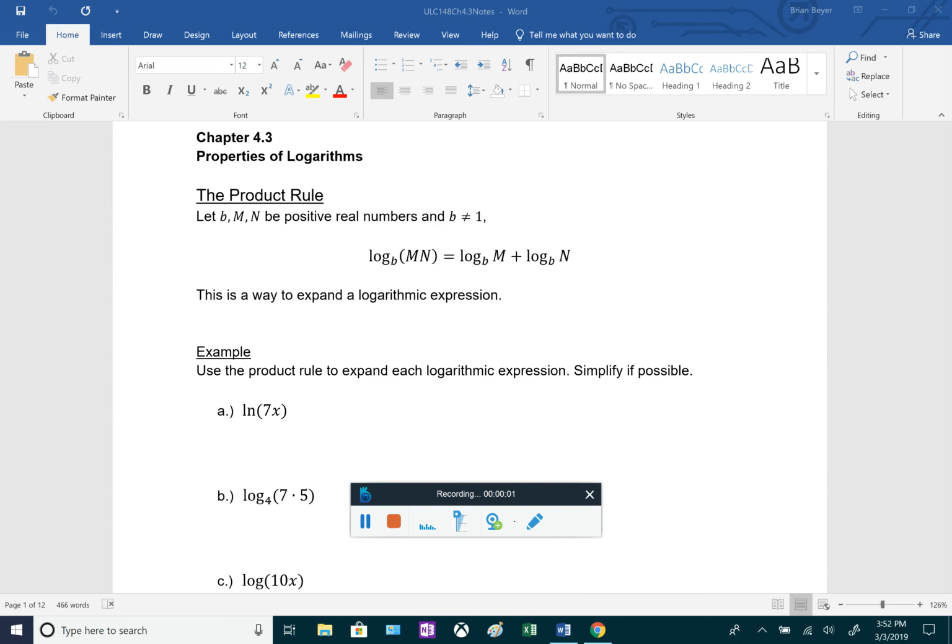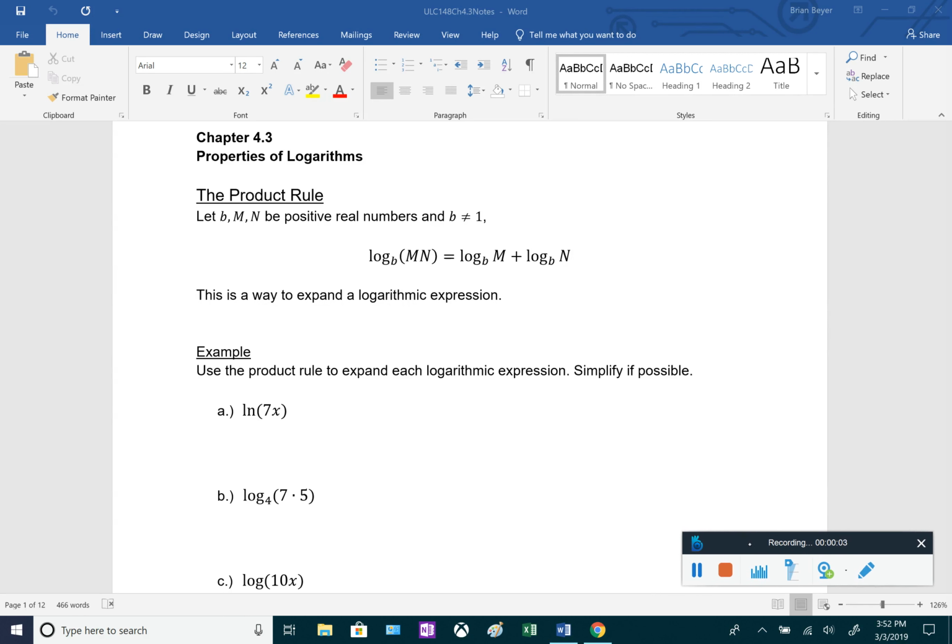In chapter 4.3, we're going to be looking at properties of logarithms. There's going to be three main properties: the product rule, quotient rule, and power rule. And then we're going to be using those rules to either expand or condense logarithmic expressions.